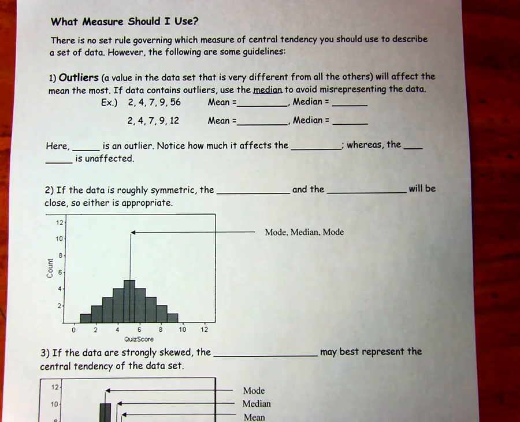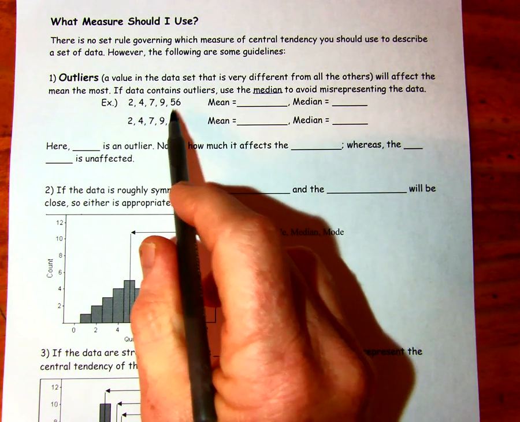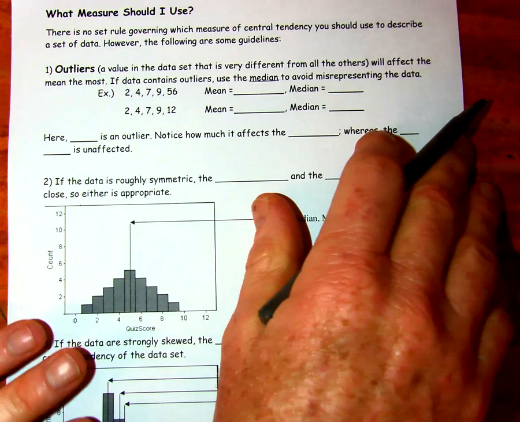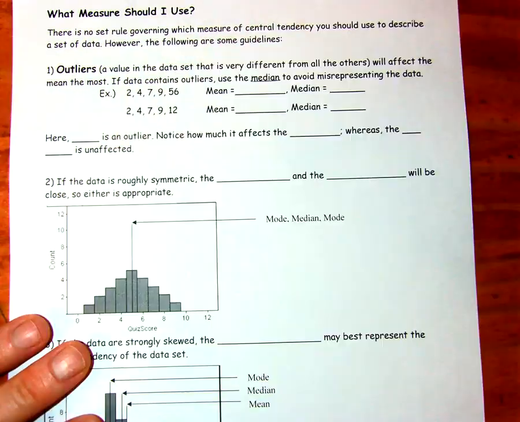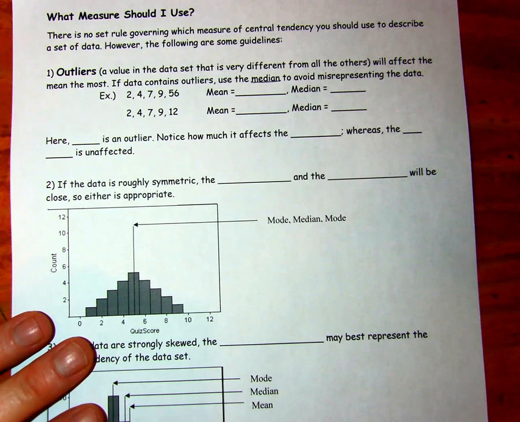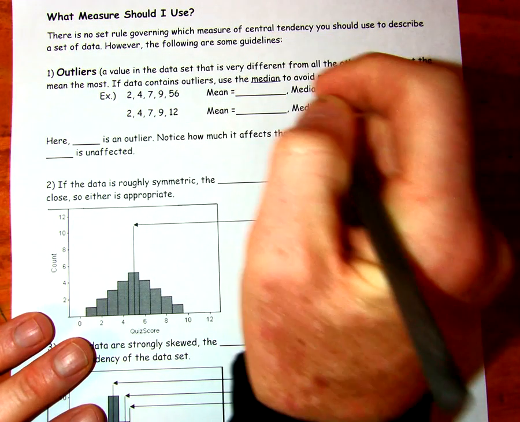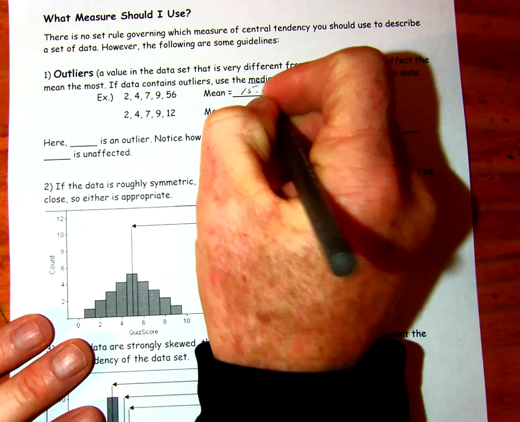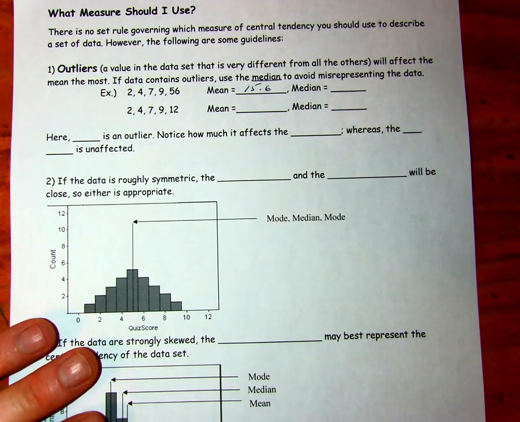For example, let's say you have the values 2, 4, 7, 9, 56. Is there an outlier there? Yeah, 56 is quite a bit far from all the other values. So if you calculate the mean, it's pretty easy to do. You add them all up, divide by 5. You'll get, I think, 15.6. Somebody want to calculate that for me, but you can trust me on it. I think it's 15.6. What is the mean?